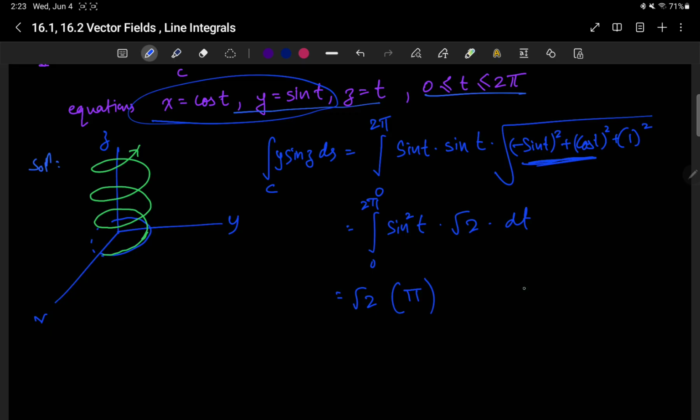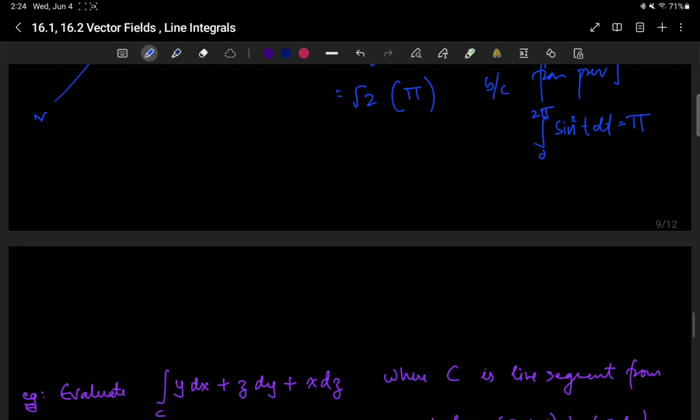And this is root 2 pi, because we know from a lot of our previous integrals that the integral from 0 to 2 pi of sine squared t dt gives us pi, after using the half angle, double angle formula, converting it in terms of cosine 2t.